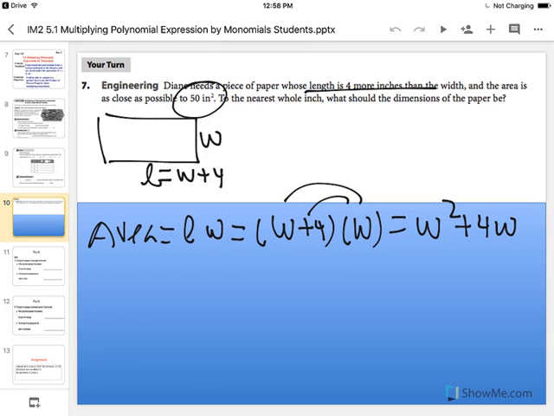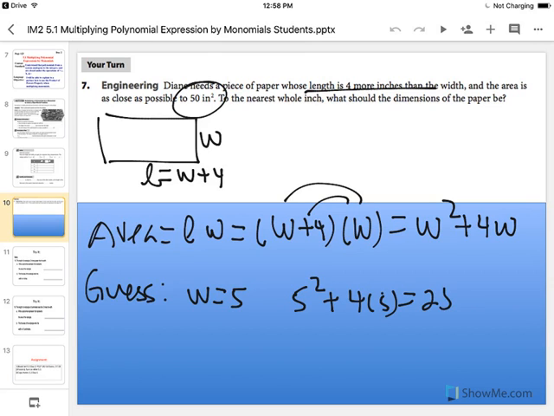So here we can use guess and check. Let me erase that. Okay, so let's say the width W is 5. We have 5 squared plus 4 times 5. So it gives us 25 plus 20, so this gives us 45.